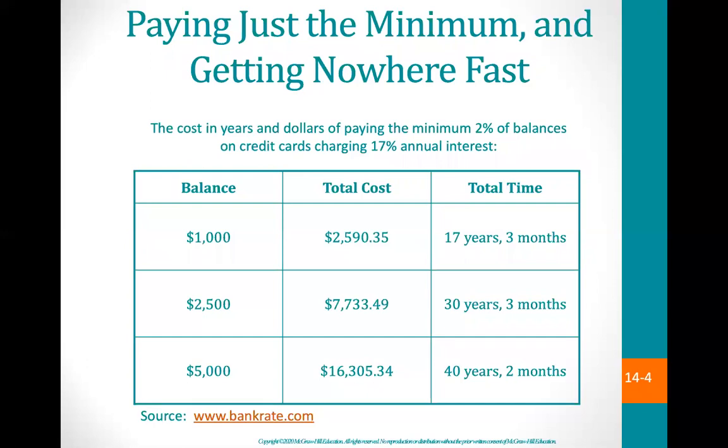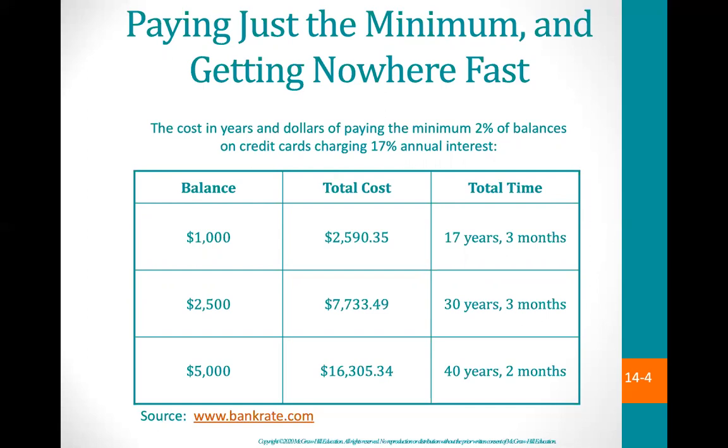This is a really great little chart to look at, and I'm going to get on the soapbox for a minute and lecture you guys. The costs in years and dollars of paying the minimum 2% of balance on credit cards with an annual interest rate of 17%. So if you go on a giant shopping spree and spend $1,000 on new clothes, new makeup, new electronics, whatever it is, if you charge that to your credit card and only pay the 2% minimum balance, then the total cost of that $1,000 purchase is $2,590.35. And it will take you 17 years and 3 months to pay it off.